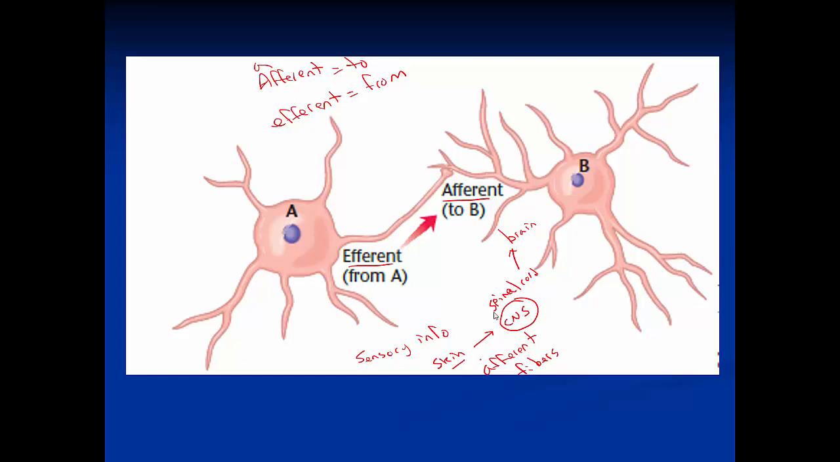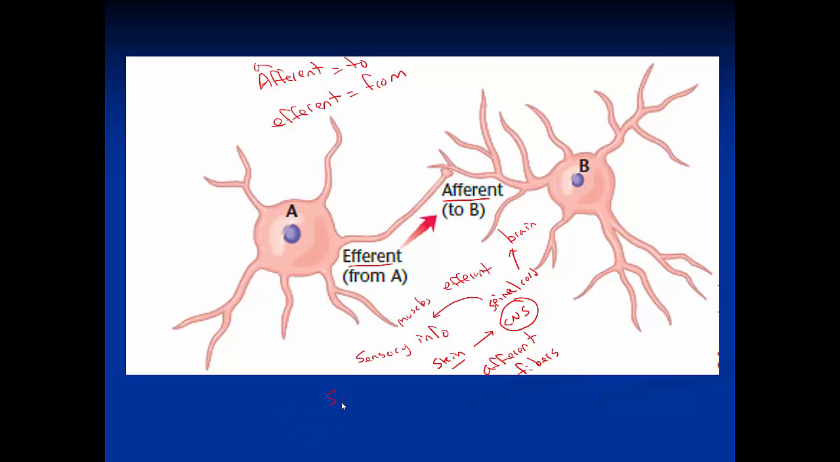Now, likewise, if we want to move, in the spinal cord, we're going to send motor information from the spinal cord to the muscles. So if I'm talking about the spinal cord, I'm going to carry efferent fibers, efferent information from the spinal cord to the muscles to indicate movement.